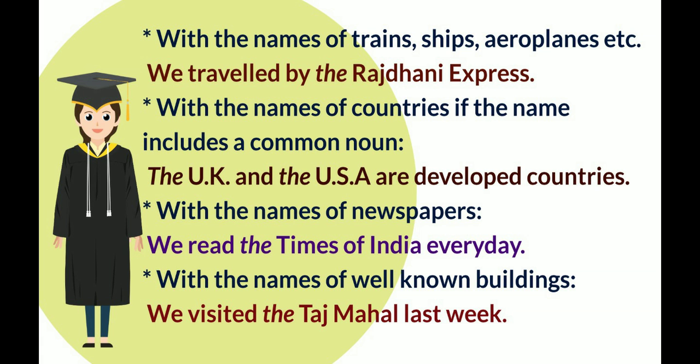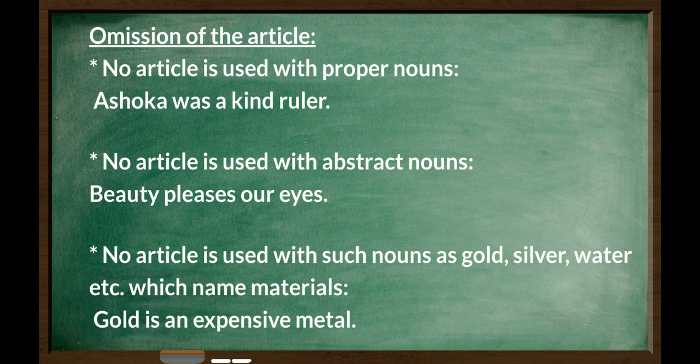We use "the" with the names of newspapers. For example, we read the Times of India every day. Times of India is the name of a newspaper, right? You can write, we read the Hindustan Times every day. That means before the name of a newspaper, we use "the". We also use "the" with the names of well-known buildings like Qutub Minar, Taj Mahal, right? So, for example, we visited the Taj Mahal last week. Here, Taj Mahal is a well-known building, right?